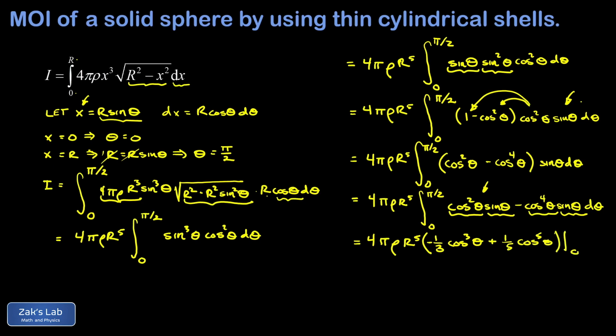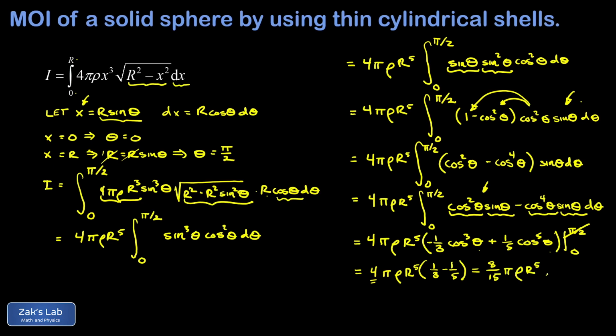And we're evaluating all this as theta goes from 0 to pi over 2. Now the cosine of pi over 2 is 0, so both of these terms vanish in the upper limit. The cosine of 0 is 1. When we subtract that lower limit, we end up with a positive 1/3 minus 1/5. Well, 1/3 is 5/15 and 1/5 is 3/15, so I get 2/15 in those parentheses. And I'll combine that with the 4 out here while we're going. I end up with 8/15 pi rho r to the 5th.